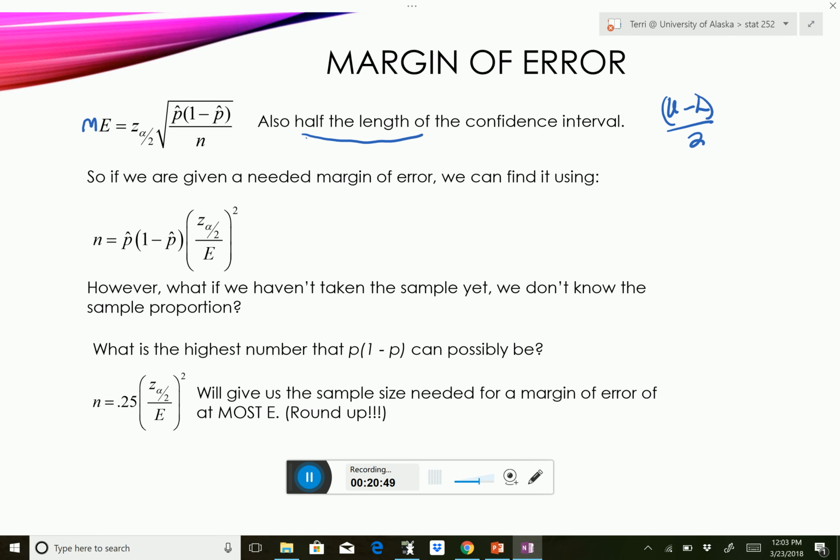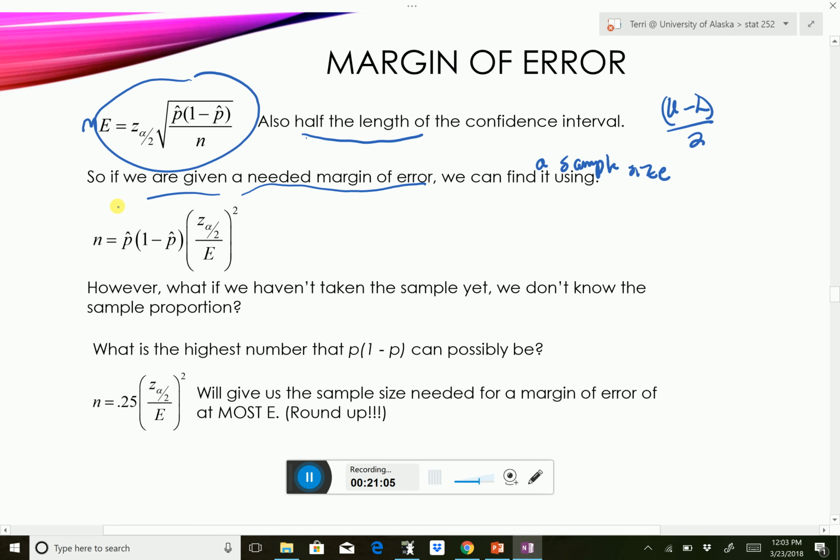So now let's say that we are given a needed margin of error, and we need to find a sample size. Now rearranging this gives me this guy right here. N equals P hat times 1 minus P hat, times Z over E, and all of that squared.